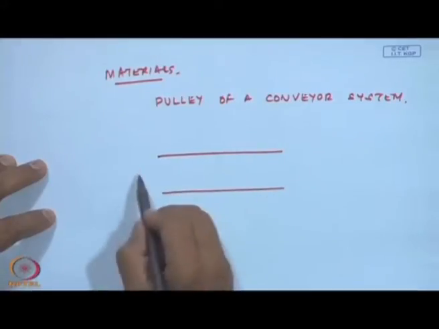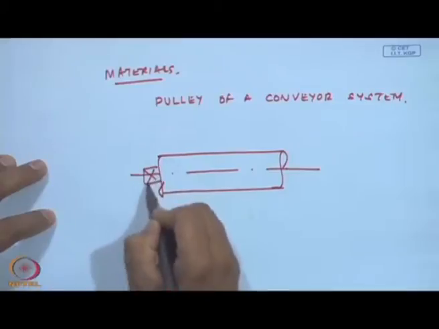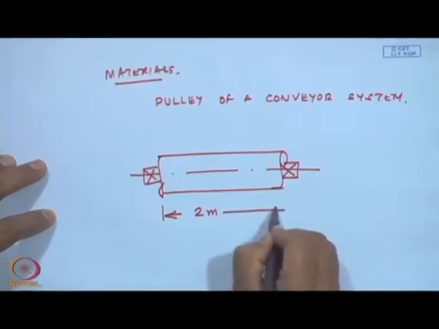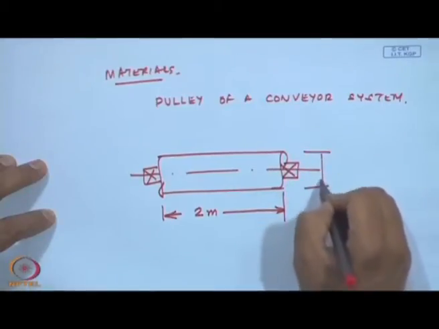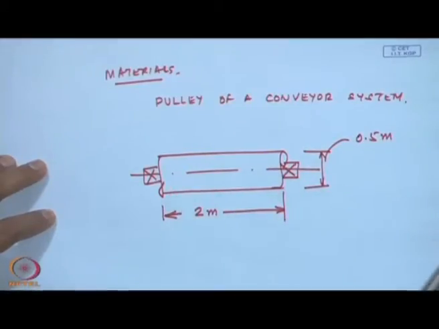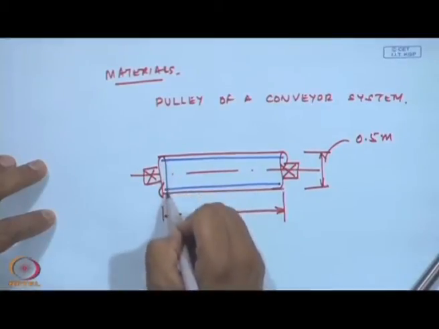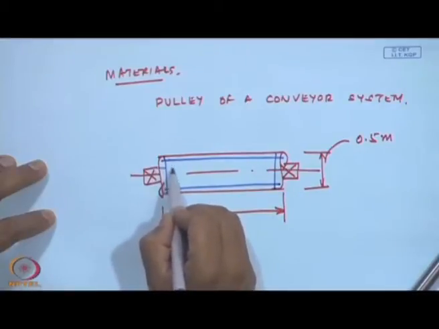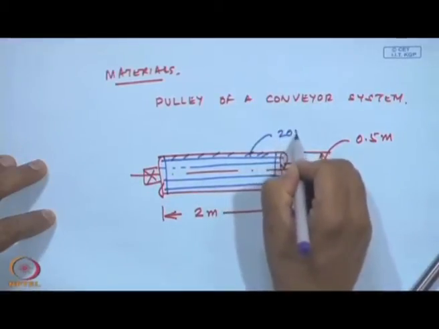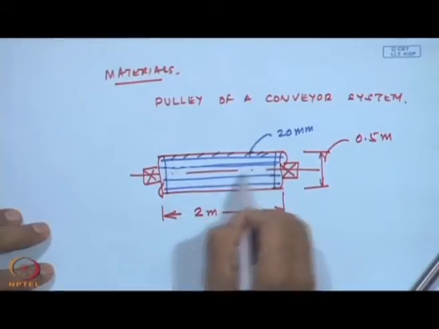where these are actually supported on bearings, and this length could be about 2 meters. Just to give a feel of the dimensions, and this diameter could be about 0.5 meter. And it is a hollow drum. And then there are some end plates here onto which we put a shaft. And this thickness is about 20 mm.